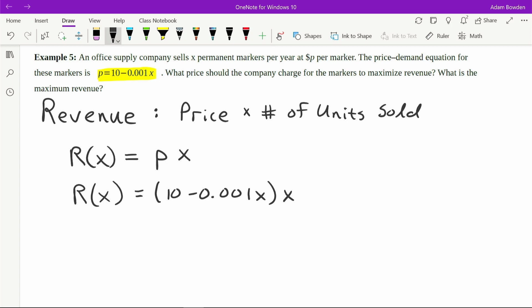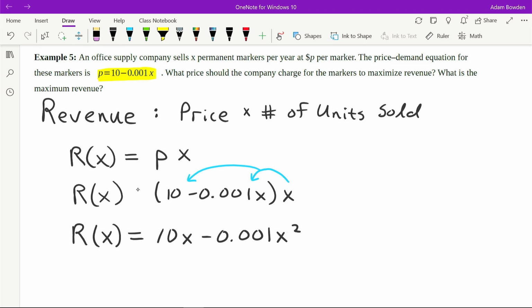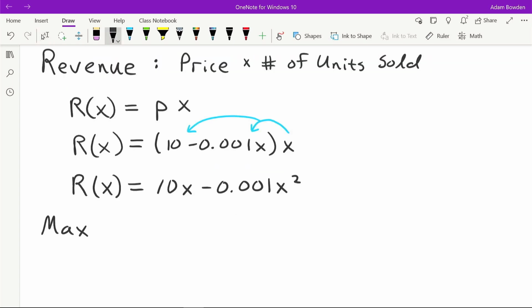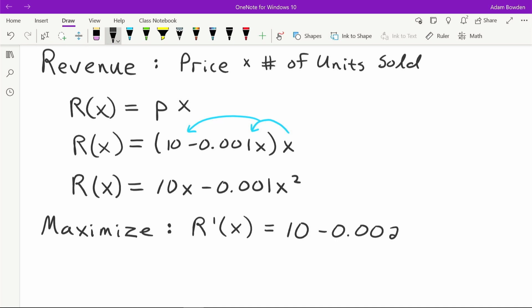We'll put that with the x. We're going to distribute the x into the parentheses. Rewrite: R of x is equal to 10x minus 0.001x squared. So in order to find the maximization here, we're going to again rely upon our derivative. So we're going to find R prime of x, that's equal to 10 minus 0.002x. And we'll set that equal to 0 and solve.